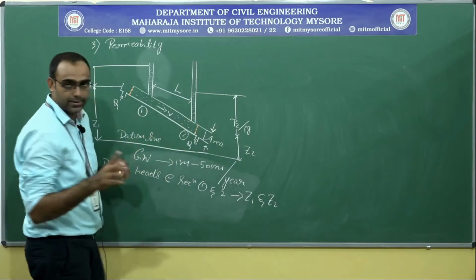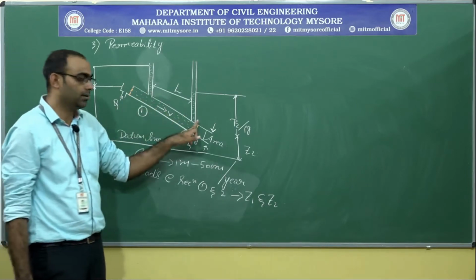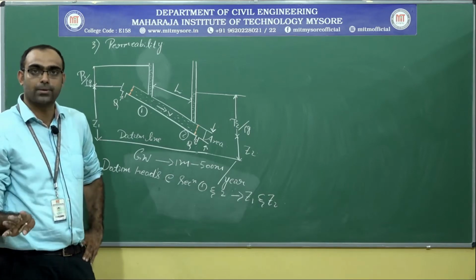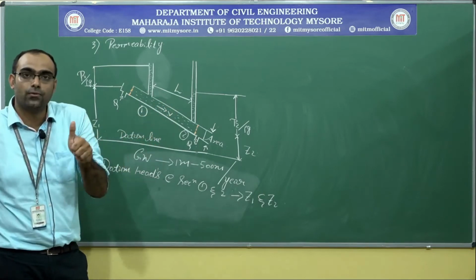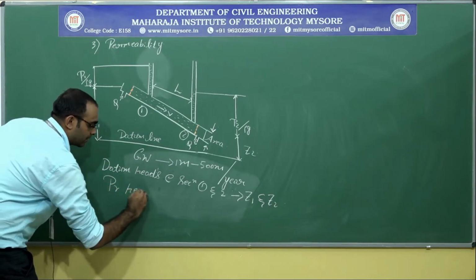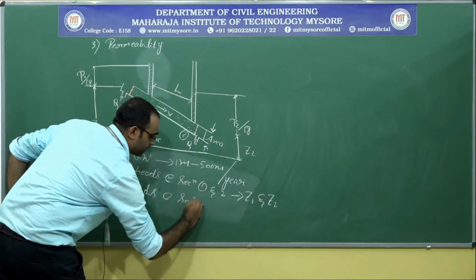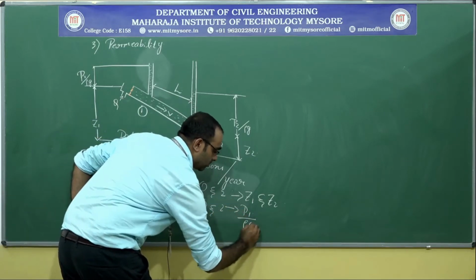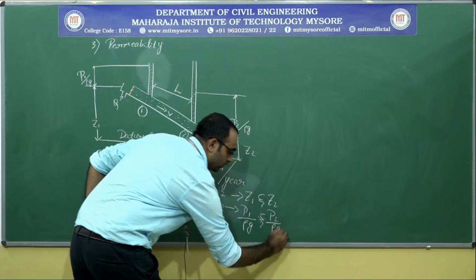Now, I have written P1 by rho g and P2 by rho g here. These two represent the pressure head that is available at section 1 and section 2. You have already studied about pressure heads, so I am not going to explain in detail here. You have studied pressure head and pressure head difference in fluid mechanics. The pressure heads at sections 1 and 2 are P1 by rho g and P2 by rho g.